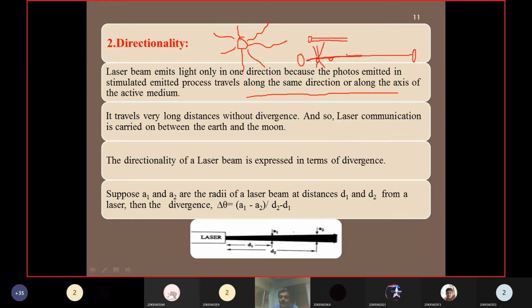If you take lasers, the divergence, the spreading of the light, is very small. See here, this is the laser light. If you go a certain distance, its spreading is very small.